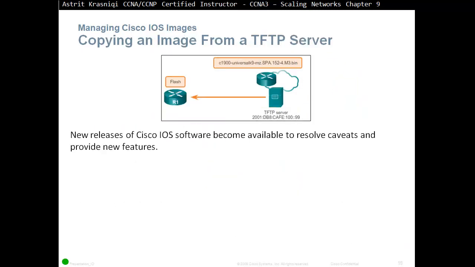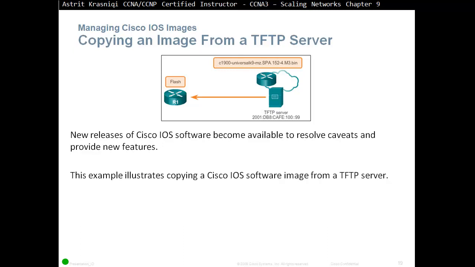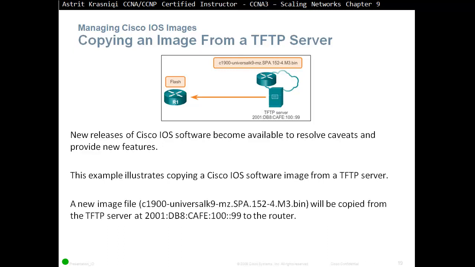Now to copy it back from the TFTP server to the router, so for example the new release of the iOS has been out there and you went and downloaded it. This example will illustrate copying the Cisco iOS software image from the TFTP server to the router. A new image file, as you can see, will be copied from the TFTP server. Then now we have an IPv6 address.